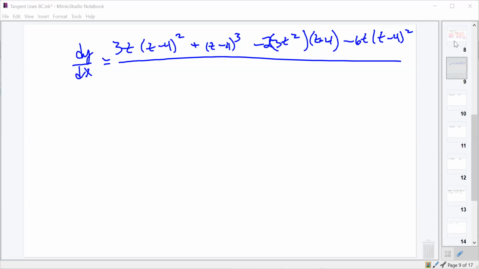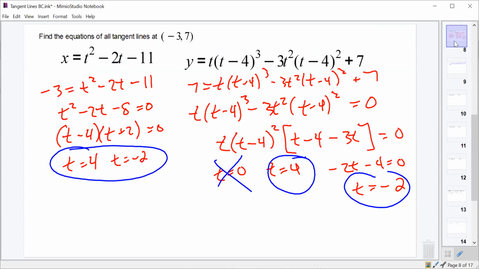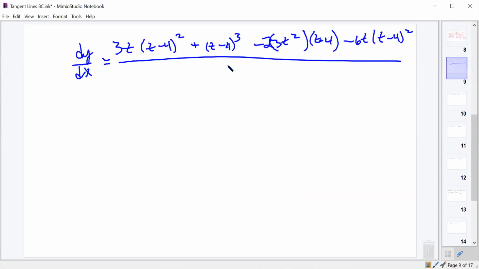Okay, and then the dx/dt was a lot easier, right? That was just 2t minus 2. So now we have to figure out what dy/dx is at x equals, what was it? x equals 4 and x equals negative 2. Let's do x equals 4 first. That one looks like it's going to be a lot easier.